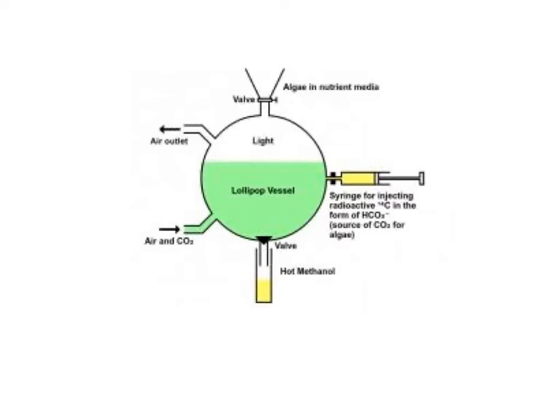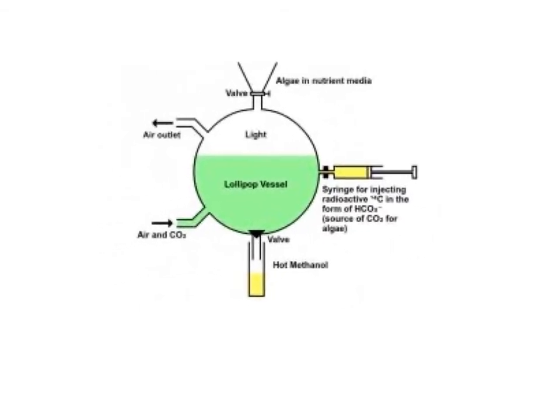Well, within the lollipop vessel, he put algae, okay, so a photosynthetic organism. And what this syringe is doing here is it is injecting carbon dioxide in the form of hydrogen carbonate ions, and it is radioactively labelled, okay? So what that means is that any compounds then found in the algae that contain the radioactive carbon have been produced through photosynthesis.